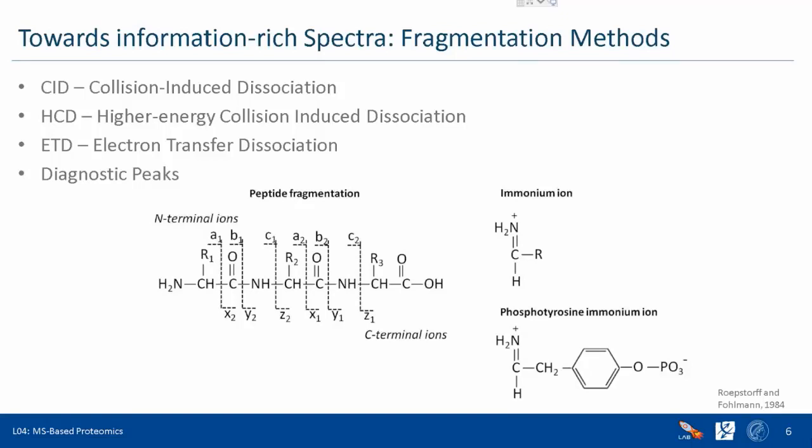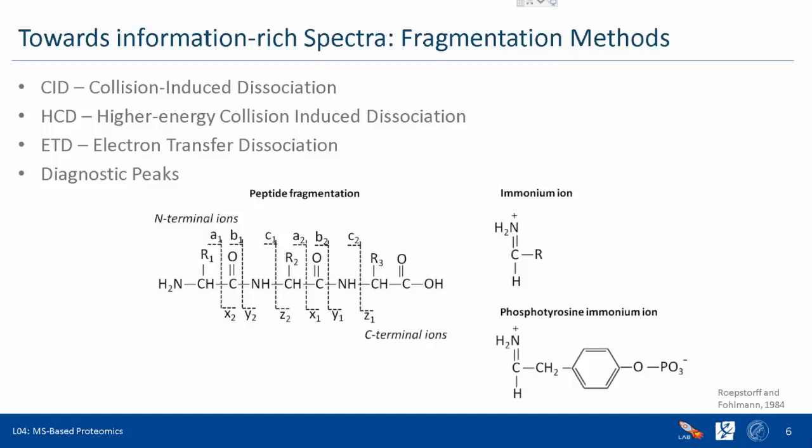We don't really want to just cleave off the side chains. That wouldn't be very informative for us. And fortunately, all of these different methods do essentially cleave the backbone. So CID and HCD give rise to B and Y ions, where they cleave the amide bond. So the B ions have the charge on the N-terminal, and the Y ions have the charge on the C-terminal fragment. And ETD gives rise to C and Z ions, where you break the N-C alpha bond.